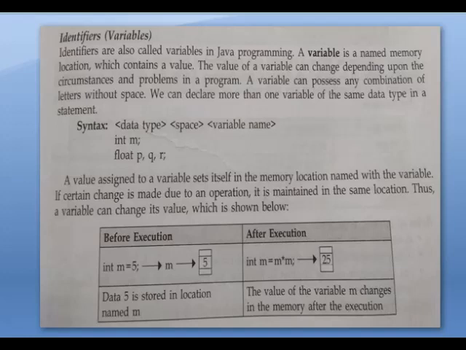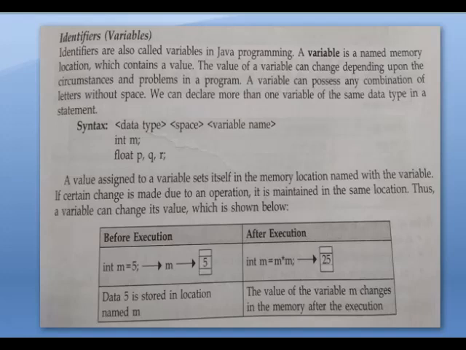The value of a variable can change depending upon the circumstances and problems in a program. Variable can possess any combination of letters without space. It is must to know that a variable name does not contain any space. We can declare more than one variable of the same data type in a statement.